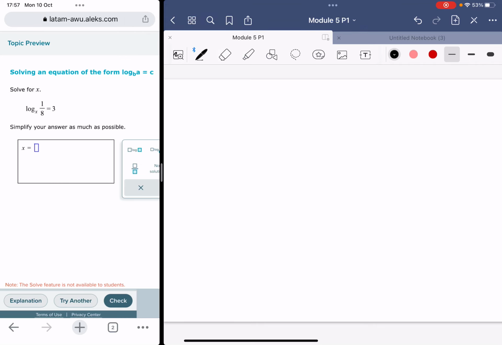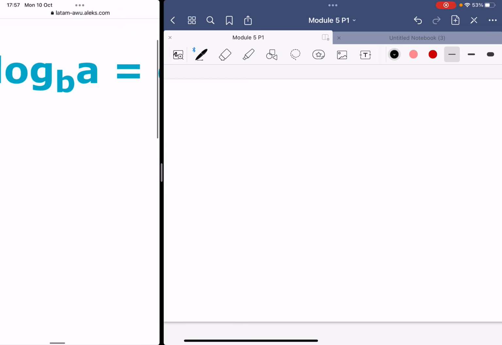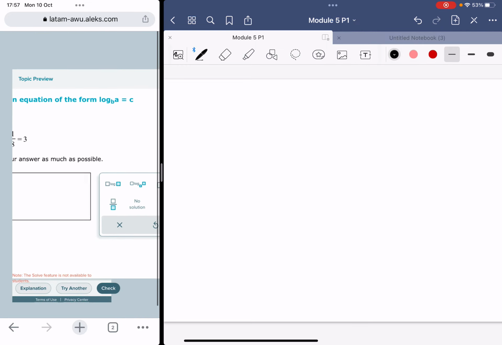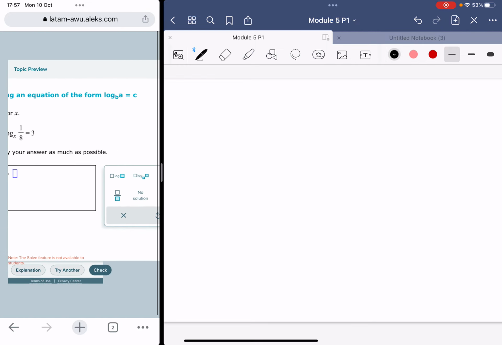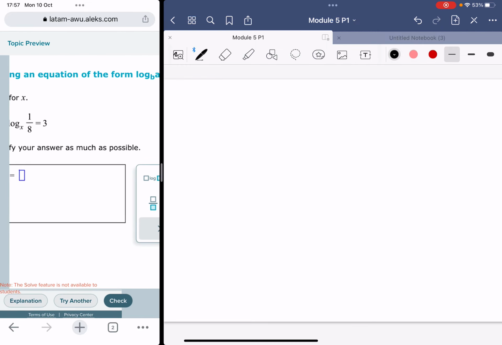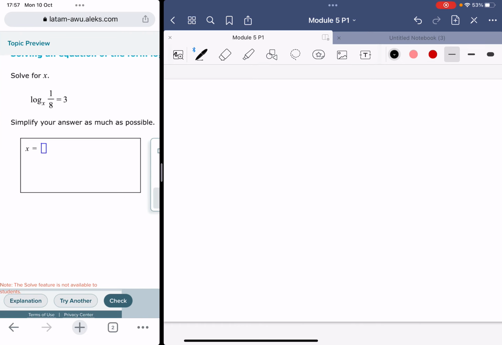Alright, for this exercise of the Model 5, we want to solve an equation of the form logarithm b of a equals c. And we are given an exercise here. We want to solve for x. That means we want to know the value of x that makes this equation true. And the equation is as follows.